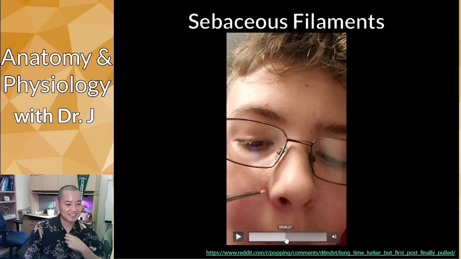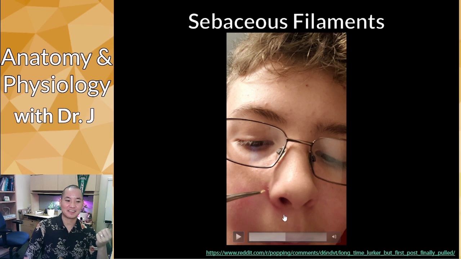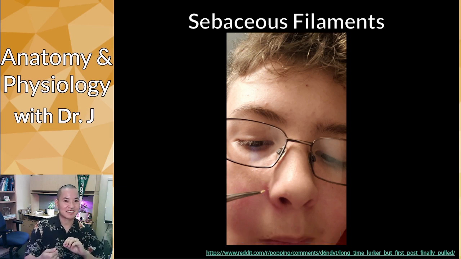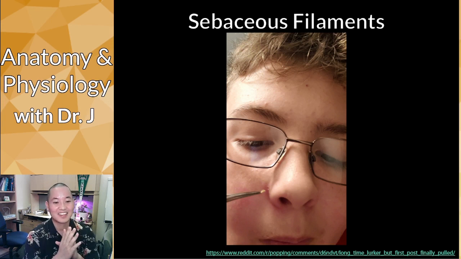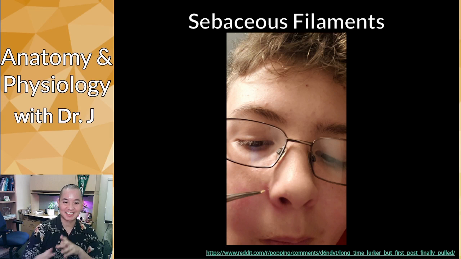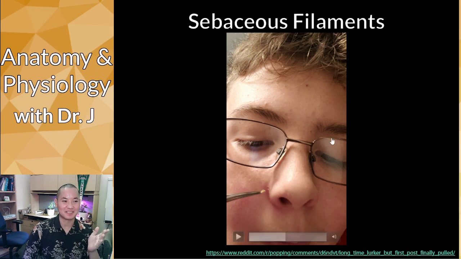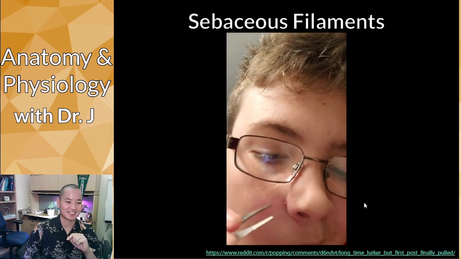But I love this clip because look at that when he pulls it out. You can see that little hole, that little crater. So that was a pocket where that sebaceous filament was. So that thing he pulled out, that oily, yellowish, waxy looking thing, that is a plug of sebum. Big difference. Yeah, so that's a plug of sebum. So sebaceous filaments, that's what we have there.